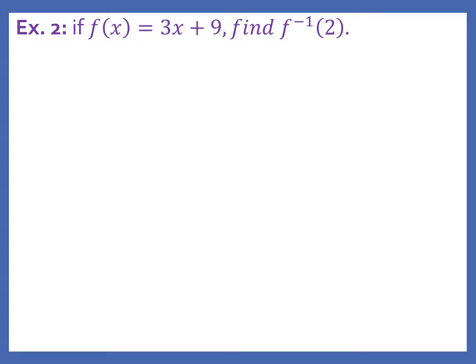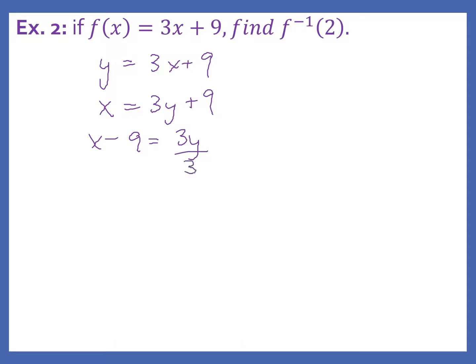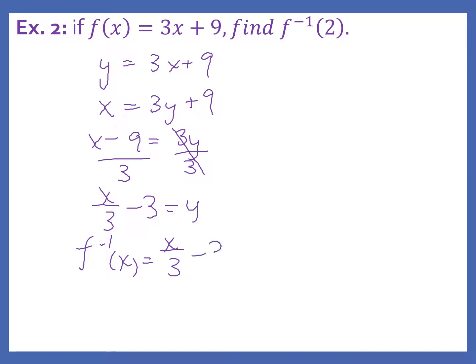Example number 2: if f of x equals this, find f inverse of 2. So y equals 3x plus 9. Because I'm asking you for the f inverse of 2, it means you have to find the inverse, switch x and y. Solve for y: x minus 9 equals 3y. x over 3 minus 3 equals y. Therefore, f inverse of x equals x over 3 minus 3.